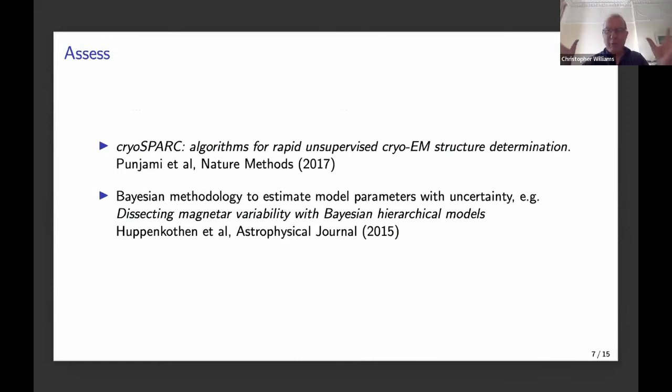If we look at assessment, if we remember those 6 stages that I showed you, then assessment is essentially the analysis of experiments. One nice thing that's happened over the last few years is this method called cryo-EM, where at low temperature we freeze a sample and then want to determine its structure. There's been a lot of work on different algorithms to improve that process. The community has had to develop algorithms to address the problem of structure determination from cryo-EM data. Another example could be Bayesian methodology to estimate parameters with uncertainty. I've taken one here about magnetar variability in astrophysics, but there are many examples.